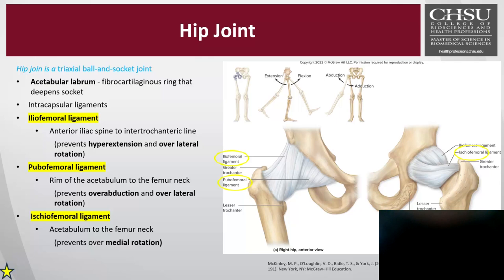And the last one will be the ischiofemoral. This one's going to attach from the acetabulum to the femoral head and approach to the neck. And this main function is going to prevent medial rotation.